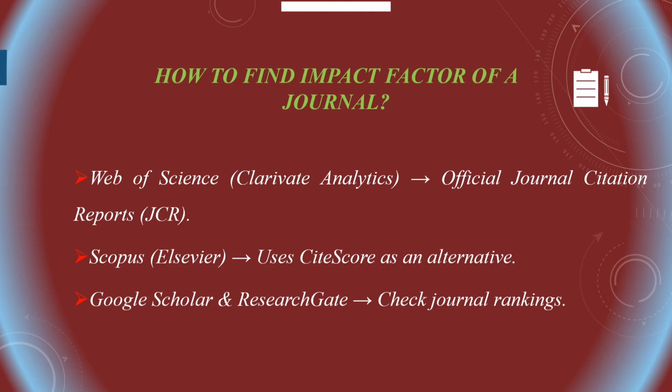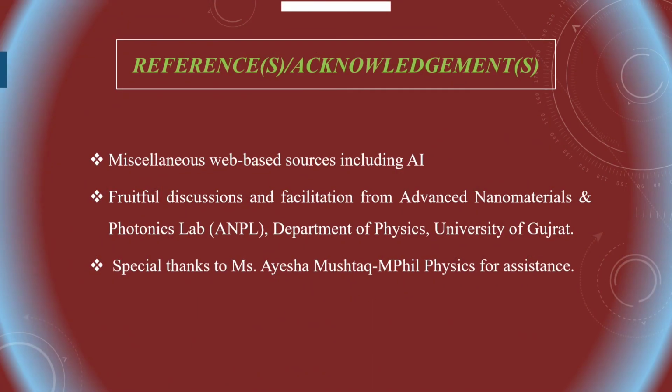And the second is that you can get it from Scopus, which is well known, just like Web of Science, and is available elsewhere. That actually uses CiteScore as an alternative for getting the reputation or impact factor of the journal. You can even find the impact factor through Google Scholar or ResearchGate. Particularly the last one could give us an idea about the ranking of a particular journal.